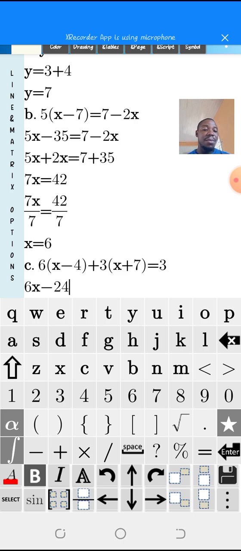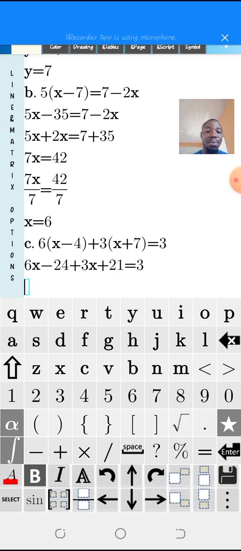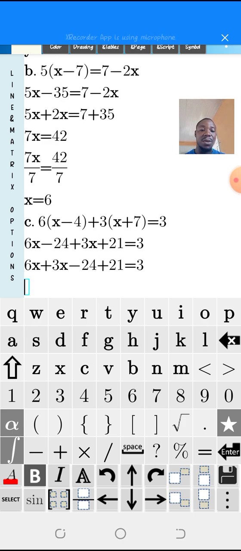And then for the second bracket, 3, we're going to multiply x and 7. So plus 3 times x gives us plus 3x, because plus times plus is just plus, and then 3 times 7 is 21. Then everything is equal to 3. So you can group now. You have 6x plus 3x minus 24 plus 21 equals 3. So 6x plus 3x is 9x, and then minus 24 plus 21 gives us minus 3, to be equal to 3.